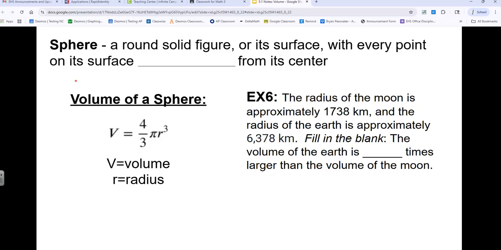Okay, the last formula that we need to add is different than any of them. It is a sphere. This is like a ball, right? It's a round solid figure or its surface with every point on its surface equidistant from its center. So every point on the surface of the sphere is the same distance from the center of the sphere.